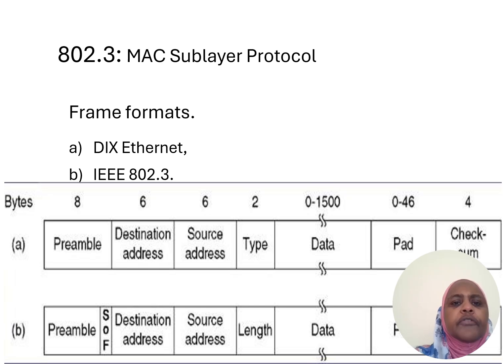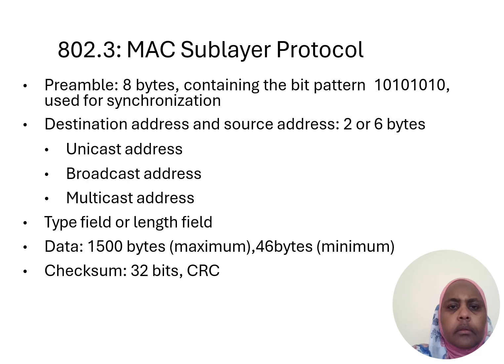The frame format differs from the old Ethernet, the DIX Ethernet, to the standard Ethernet, the IEEE 802.3. The only difference is that DIX has a type field while 802.3 has a length field. Both frames have a preamble, 8 bytes with a bit pattern of 10101010 used for synchronization. Both frames have destination address and source address of 2 or 6 bytes, depending on whether it was unicast, broadcast, or multicast, and a type or length field, where the difference is.